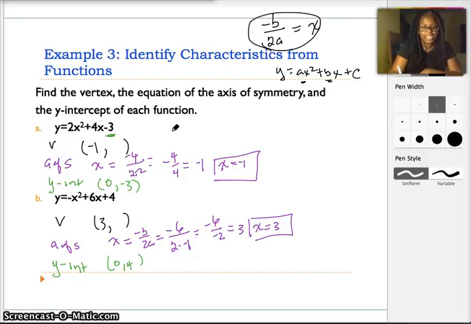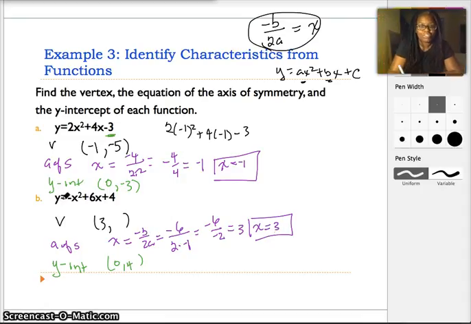So basically I'm plugging in negative 1, so I've got 2 times negative 1 quantity squared plus 4 times negative 1 minus 3. That's going to give me 2 minus 4, which is negative 2, minus 3, gives me negative 5. You guys will let me know if my math is completely wrong. So my vertex here is negative 1, negative 5. Look, I'm doing it without actually having a graph. Woohoo!